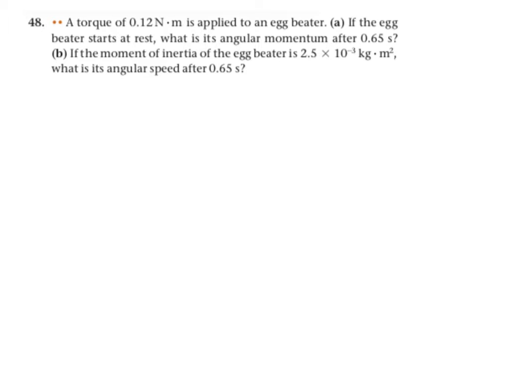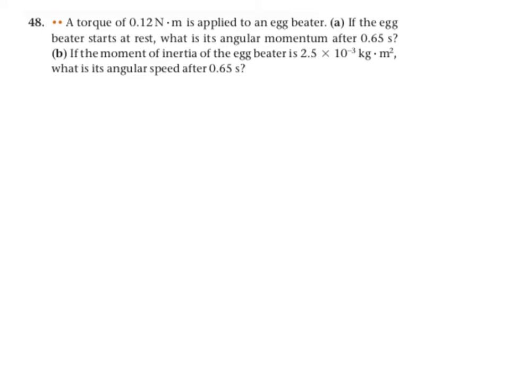Chapter 11, number 48. A torque of 0.12 Newton meters is applied to an egg beater. A. If the egg beater starts at rest, what is its angular momentum after 0.65 seconds? And B. If the moment of inertia of the egg beater is 2.5 times 10 to the minus 3 kilograms per meter square, what is its angular speed after 0.65 seconds?